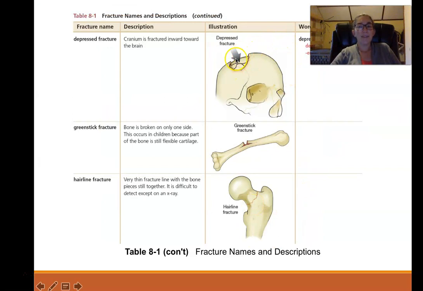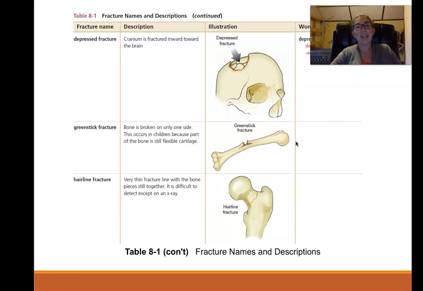A depressed fracture, like if you got hit in the skull and the fragments went down, all right, that is a depressed fracture. A green stick fracture is one that you see in children's bones. So children's bones are still not fully ossified, and so sometimes they break not cleanly all the way through, kind of like a green stick.